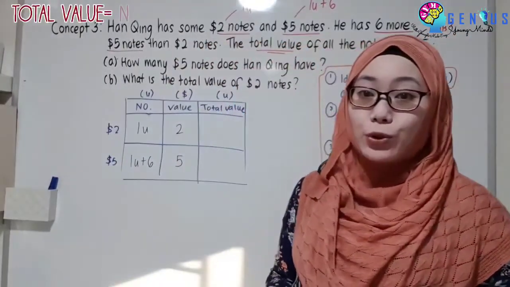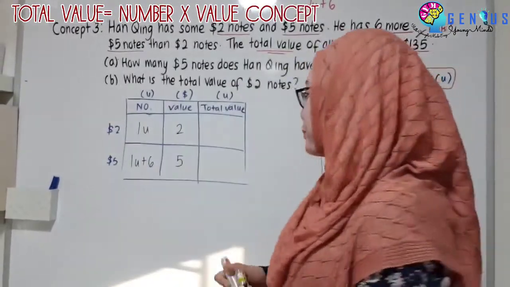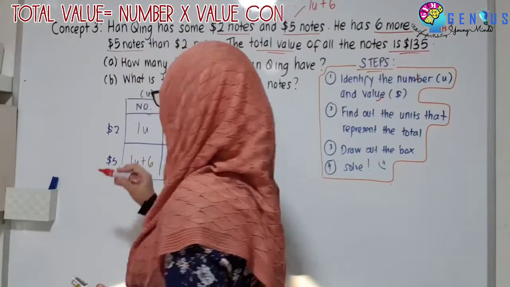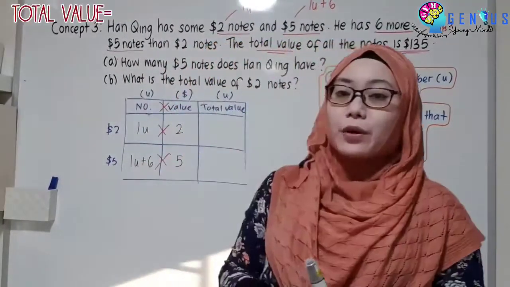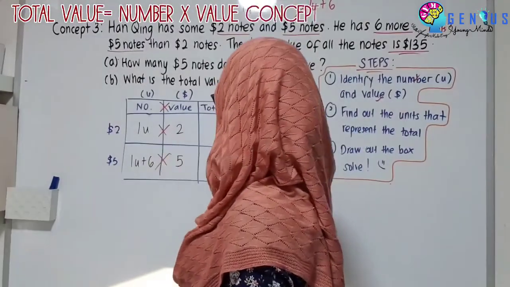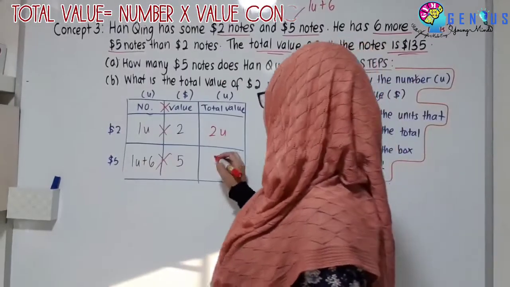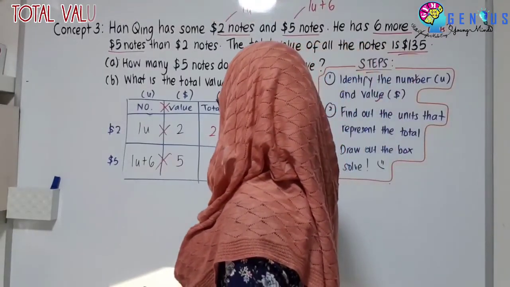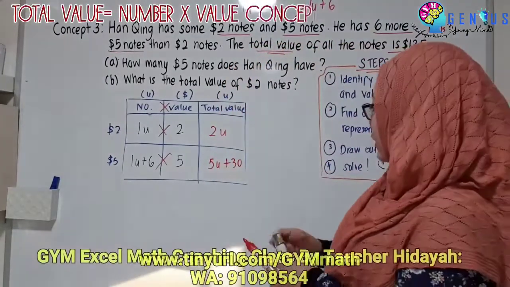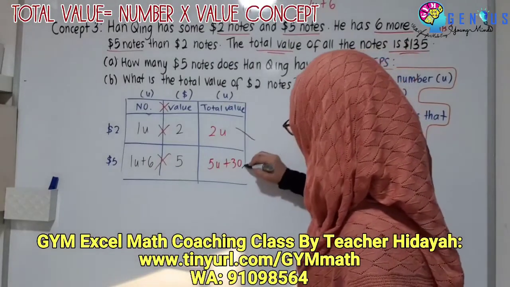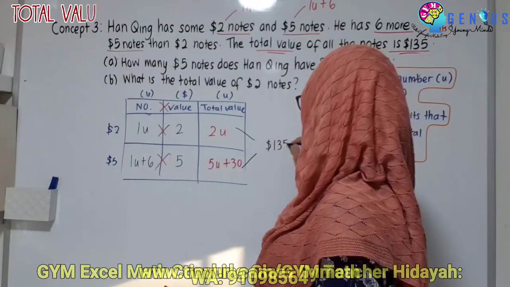Now this is my favorite part. Number times value, you know, that is the total value, number times value concept. So, times. 1 unit times 2 gives me 2 units. 1 unit plus 6 times 5 gives me 5 units plus 30. Now these add up to $135.